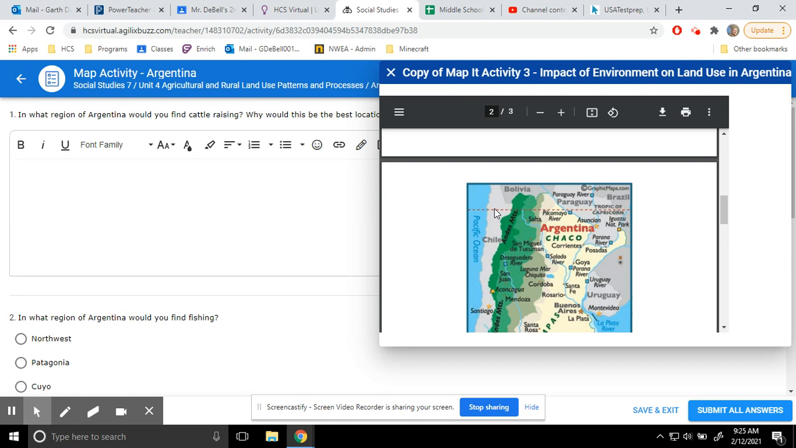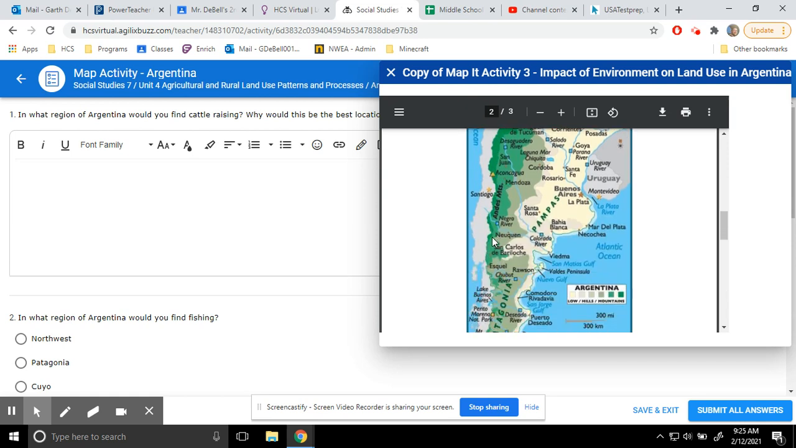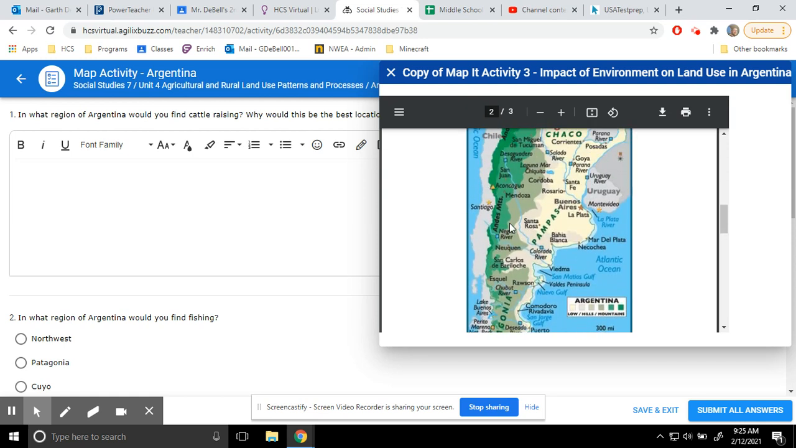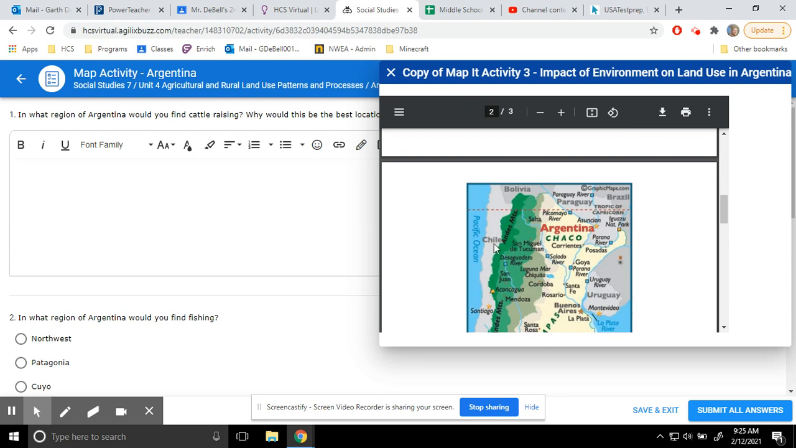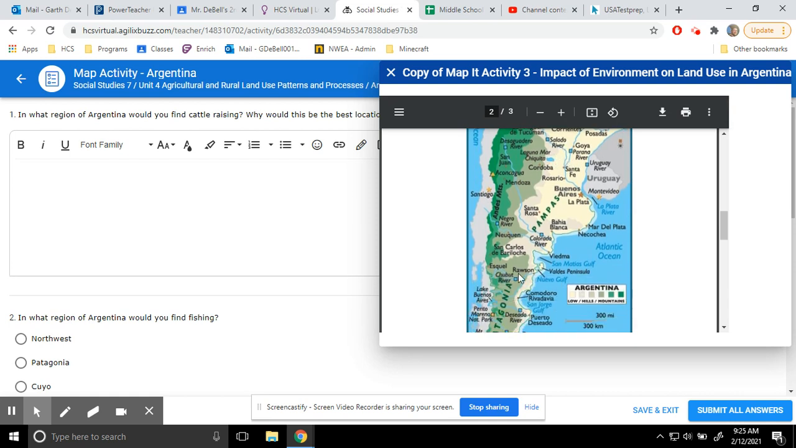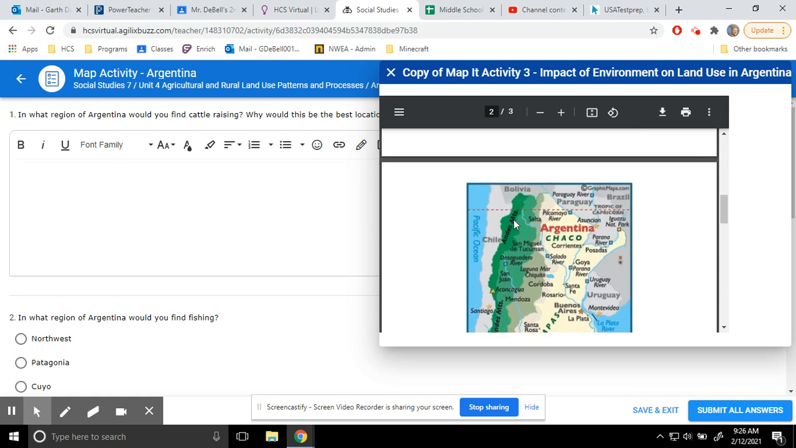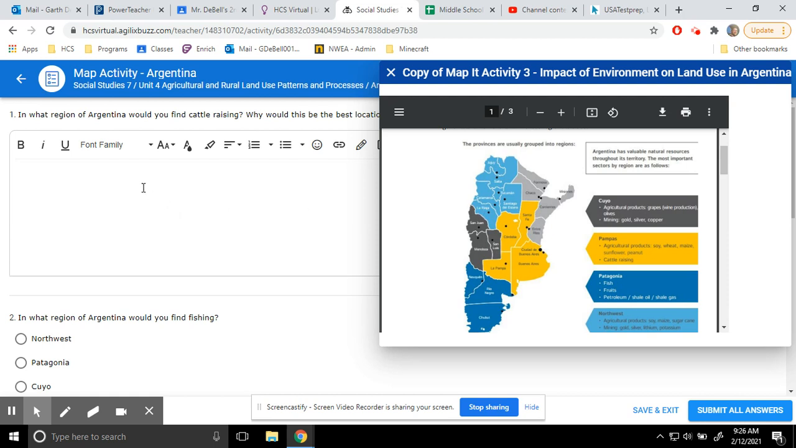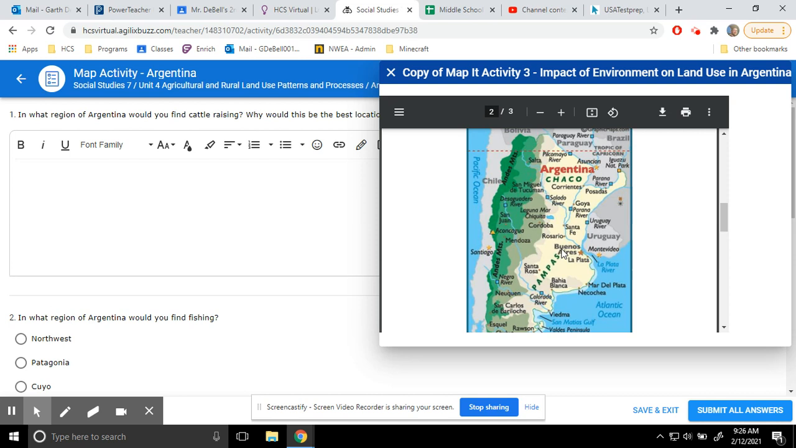And then on the back side here, it looks like just mountains. But this is Chile, I think, anyway, so it doesn't really matter. But in Argentina, we start out with these flat lands, move on into these mountainous, hilly lands, and then straight up into mountains. All right, so the first question says, in what region would you find cattle raising, and why would this be the best location? So you're going to need to use this map, because this other map doesn't tell you anything about what's growing anywhere.